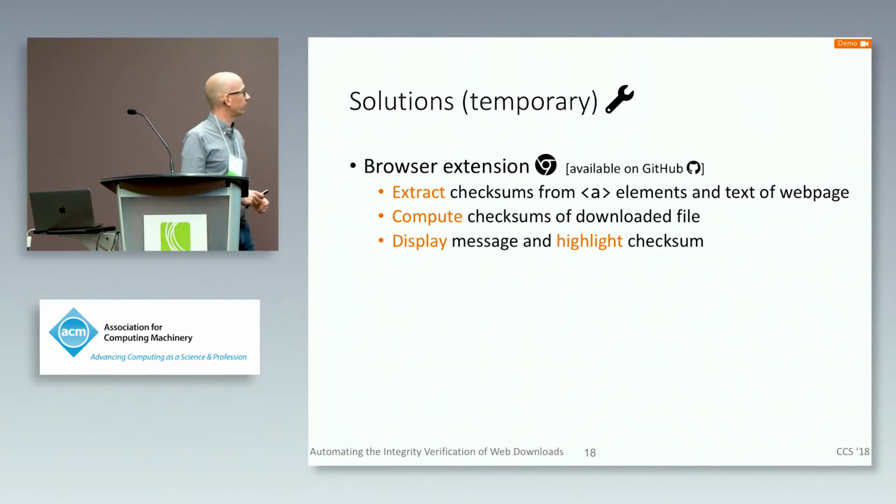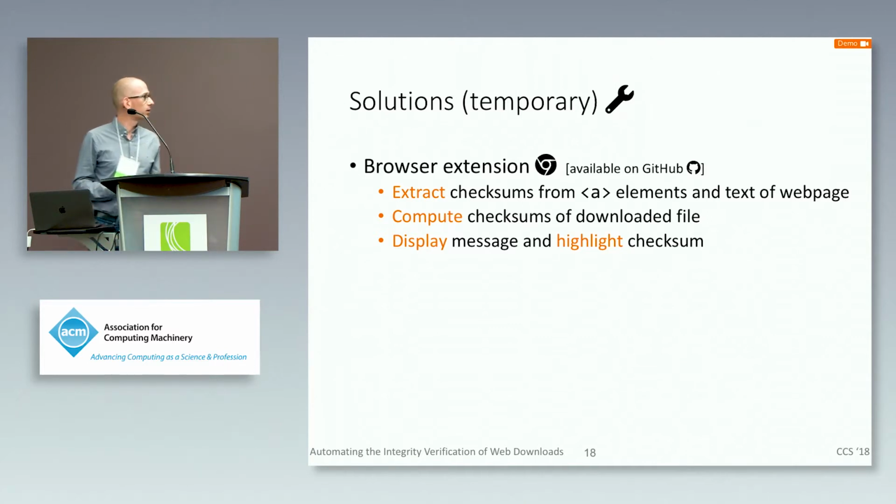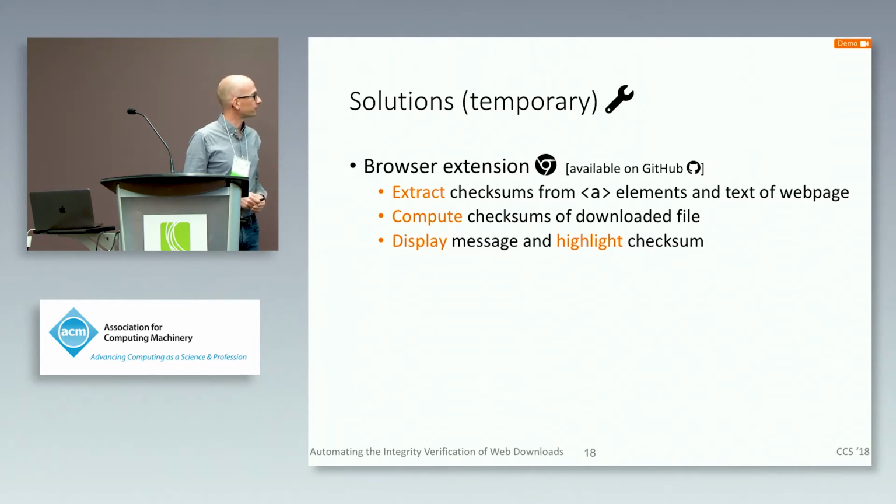The link is in the file, that automatically extracts checksums from A elements, the integrity attribute, but not only, because let's face it, no website on the web now uses the integrity attribute for A elements. But our extension also extracts the checksum from the text of the web page. It intercepts the downloads, and after the file is downloaded, it computes the checksum, compares it to the checksum that was extracted from the web page, displays a message to the user, and highlights the checksum.